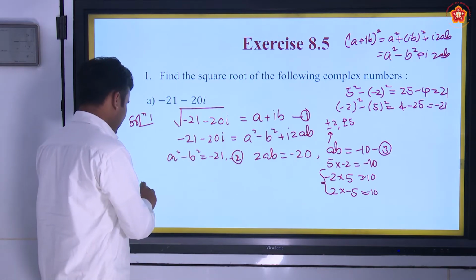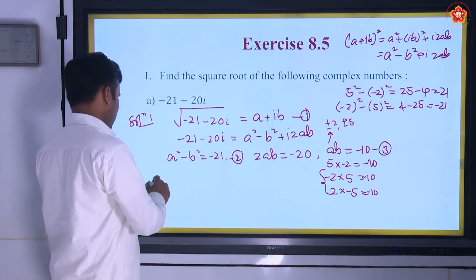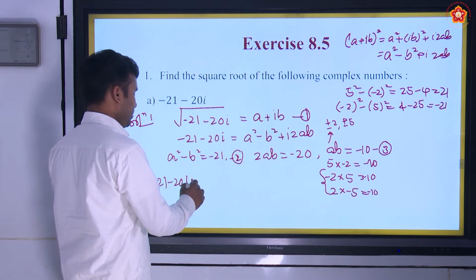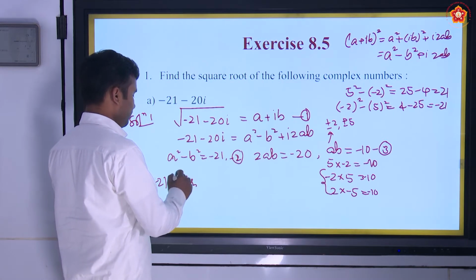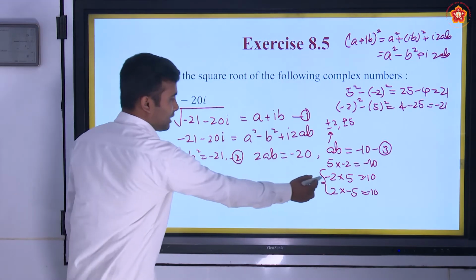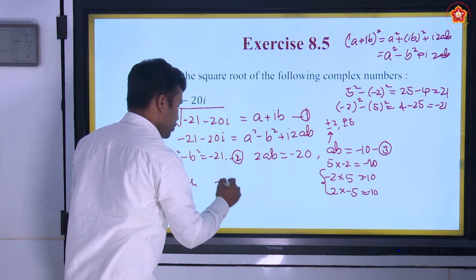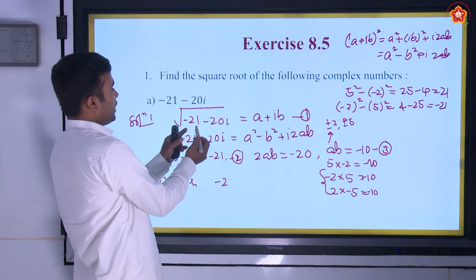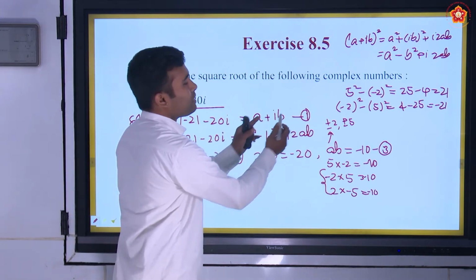Therefore, I can write the square root of the complex number minus 21 minus 20i. I can write this combination, that is minus 2. I can write the square root of minus 21 minus 20i as a plus ib.